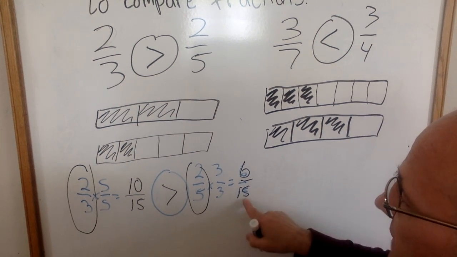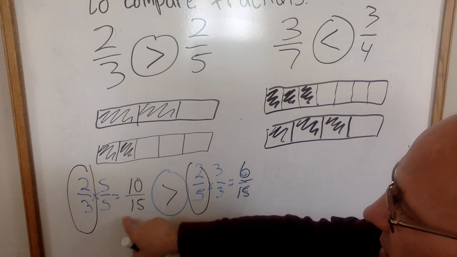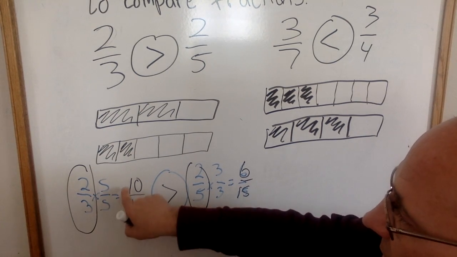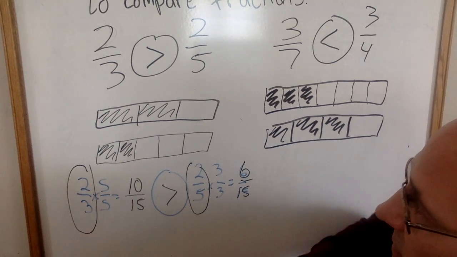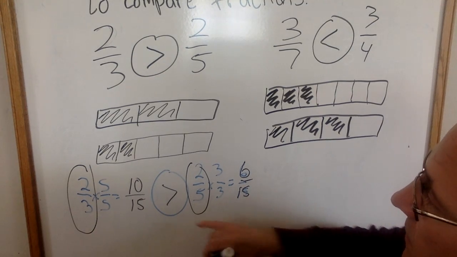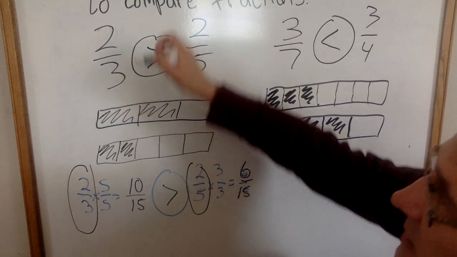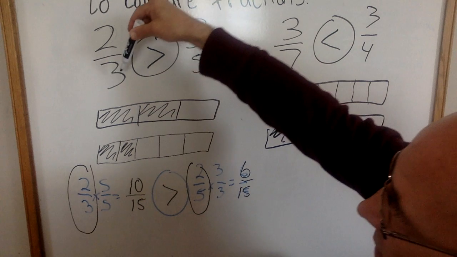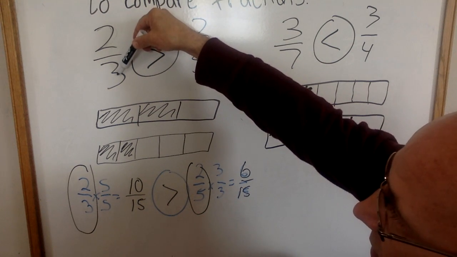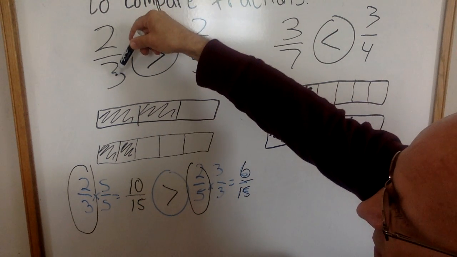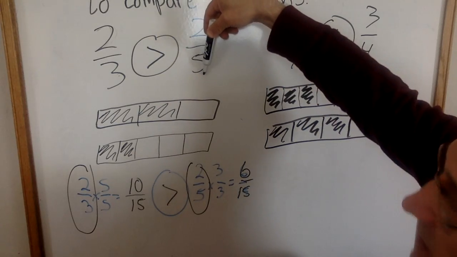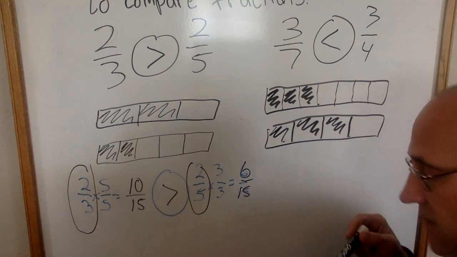When I made the pieces all the same size, I had to have a lot more pieces to make 2/3. But I don't need to do all that. I can just compare denominators. 3 is less than 5, so the pieces are greater than the size of the pieces for fifths.